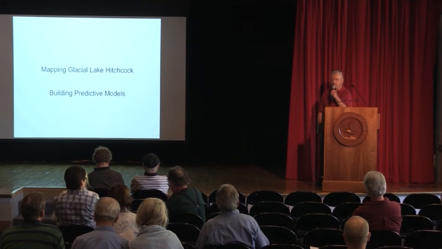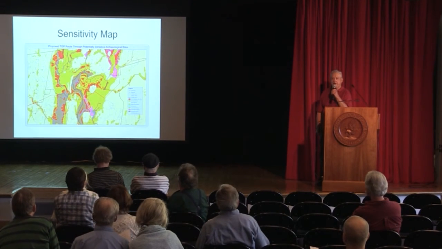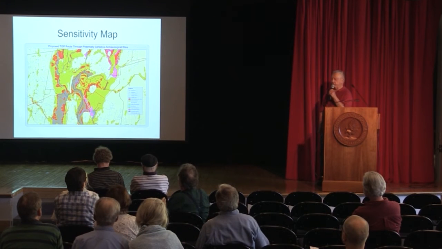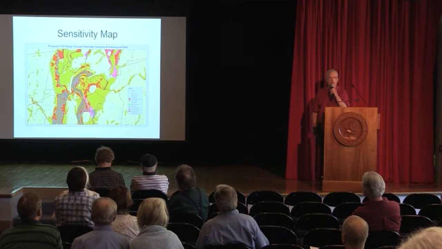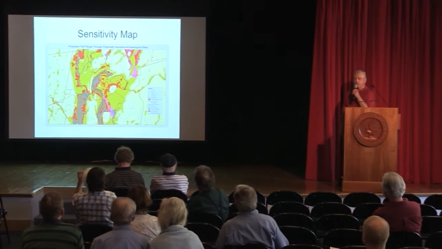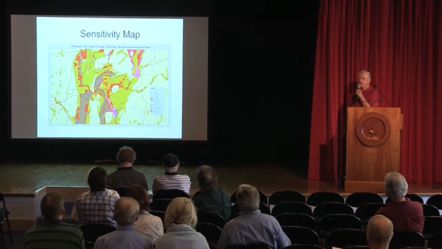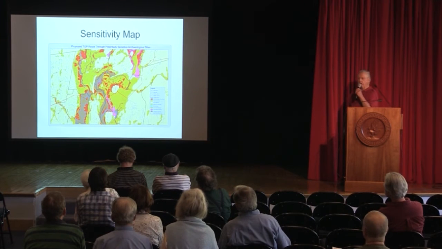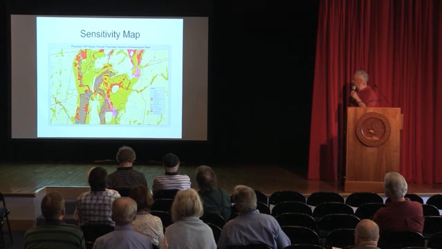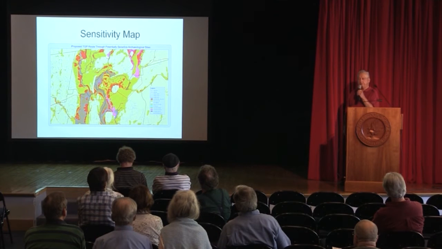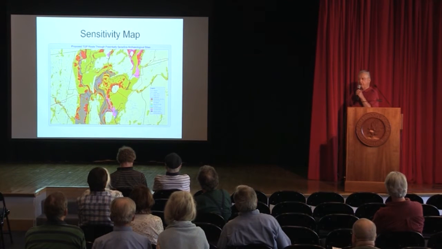First slide is a map that I produced in early 2015. It's called the sensitivity map. The brown area is alluvial soils. The light yellow area is glacial till and bedrock, and the orange area is primarily sand.